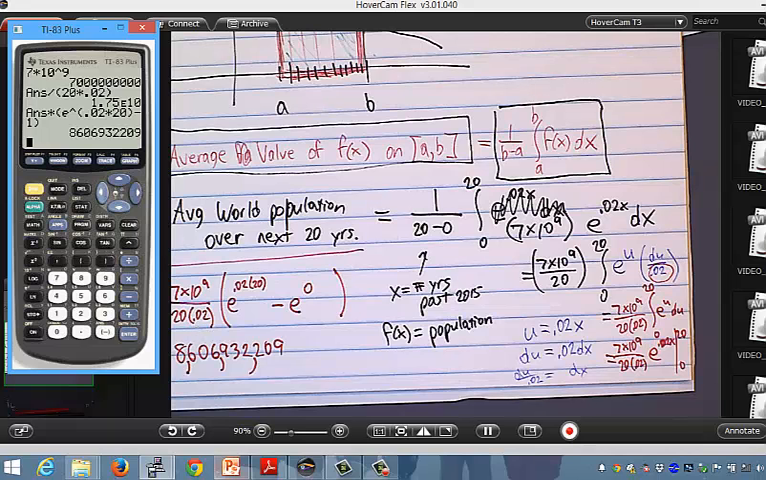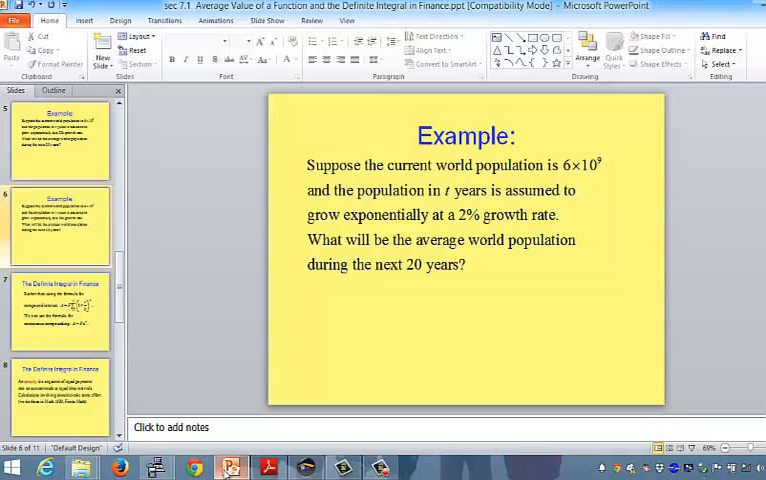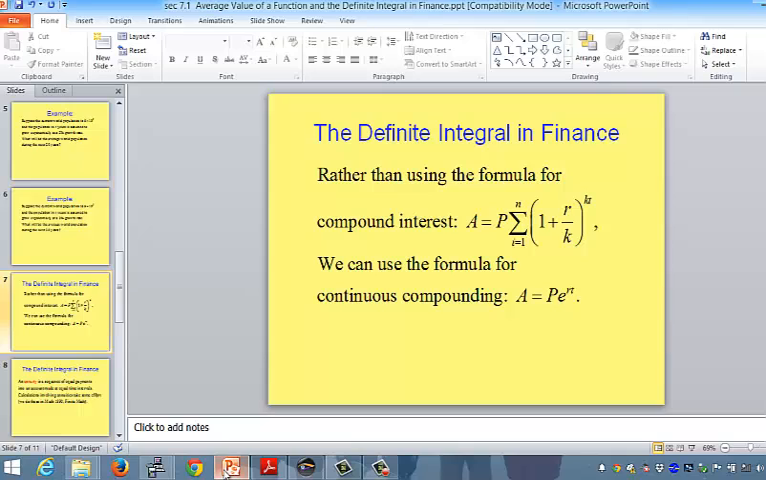Okay, last 5 minutes. I had 2 problems picked out from the book. I think we'll just do 1, and that's going to be it. Oh yeah, the definite integral in finance. This is actually a good thing to talk about.